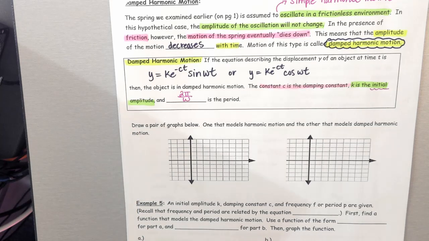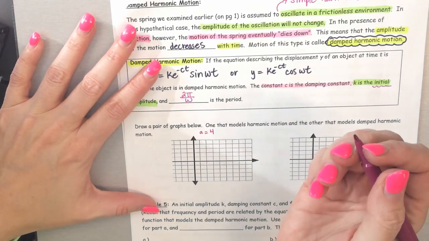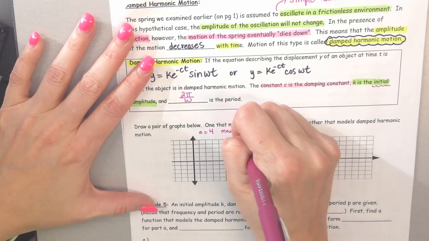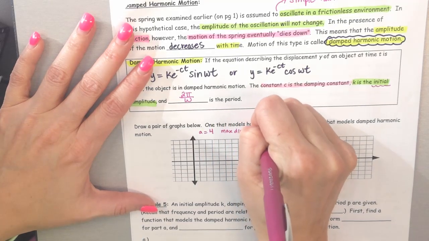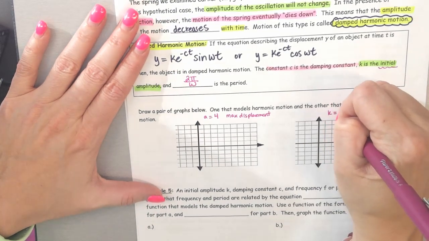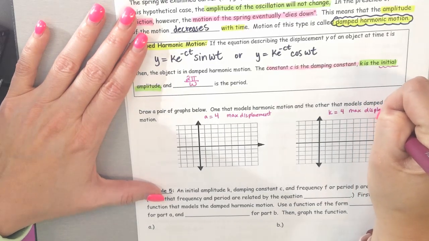Okay, so we're going to draw a pair of graphs below together. One is going to model harmonic motion, and the other is going to model damped harmonic motion. In the first one, we're going to draw one where the a value is 4, and we have maximum displacement. But I'm going to guide you through that. And then with this one, we're going to have k is 4. And again, we're going to be at the maximum displacement.